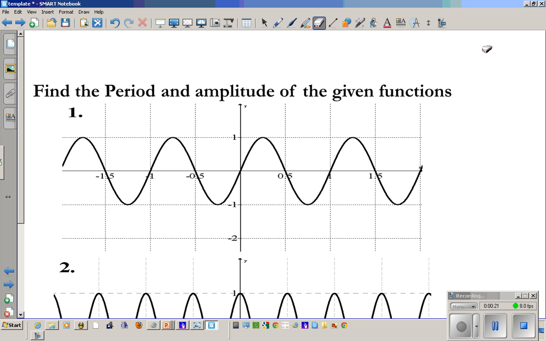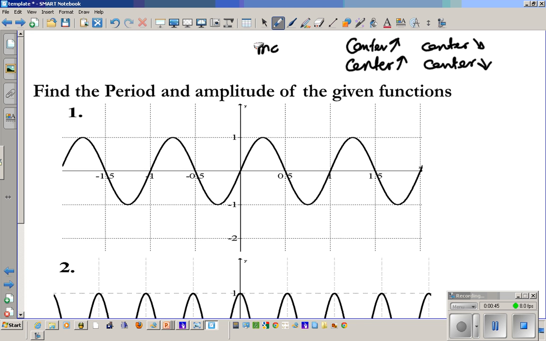What you do, either you go from center going up to center going up on the same vertical line, or you can go from center going down to center going down. You can go from max to max, or you can go from min to min. Okay, so these are the different ways you can find the period of a function.